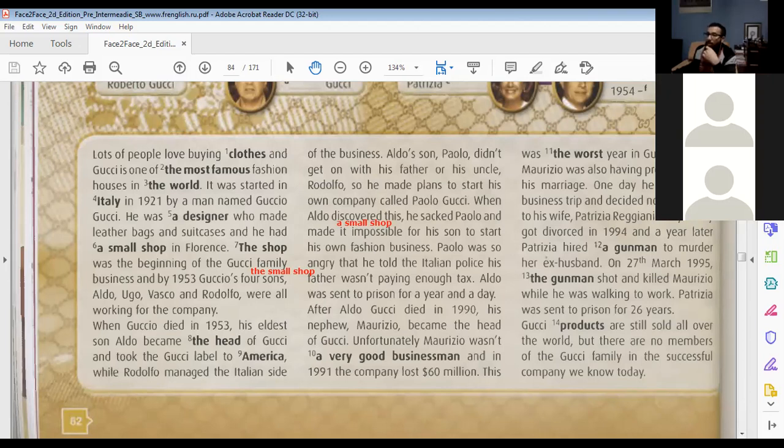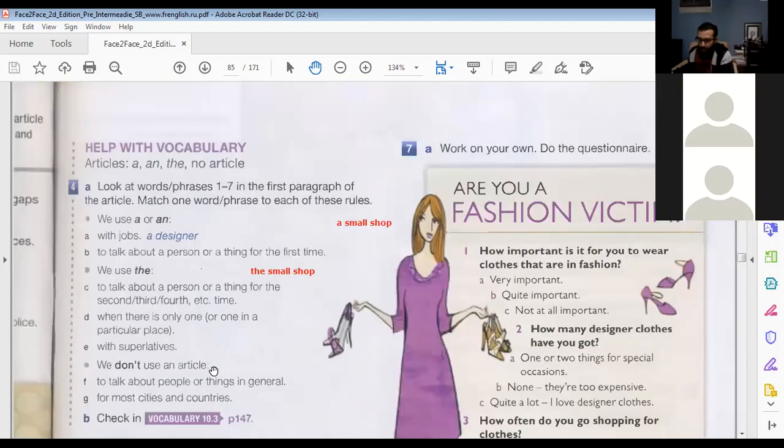The head. The head of Gucci. Correct. The head, because you only have one head of a company, right? Yes, the gunman. No, here I think the gunman is the second time. Because here, can you see? We have a gunman, and then we say the gunman. So we use the because we're talking about it for the second time, right? So the head is actually correct. So here we have the head.